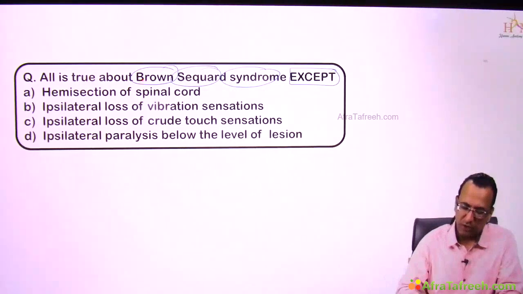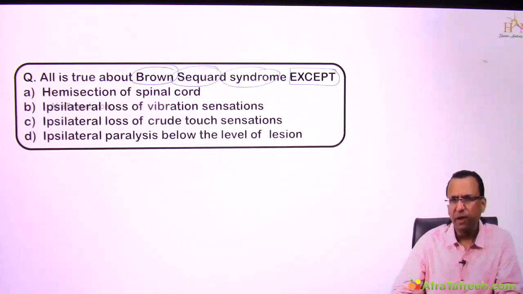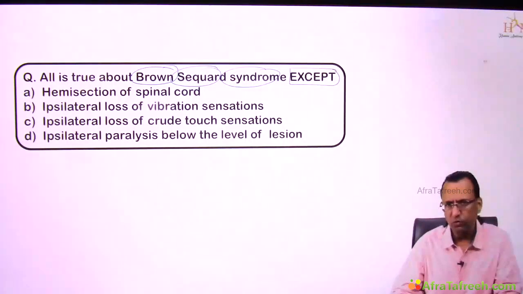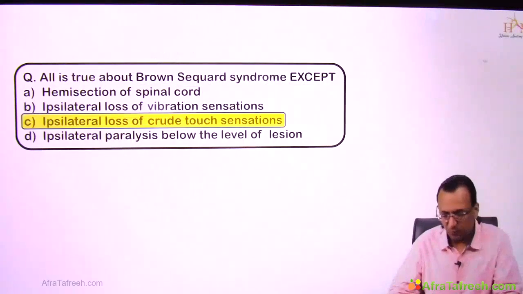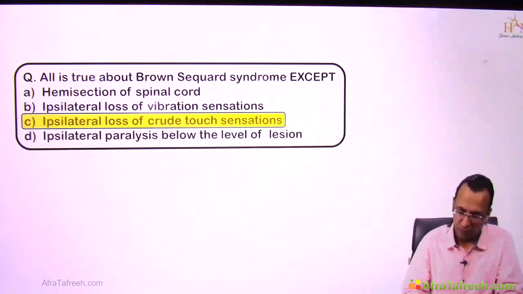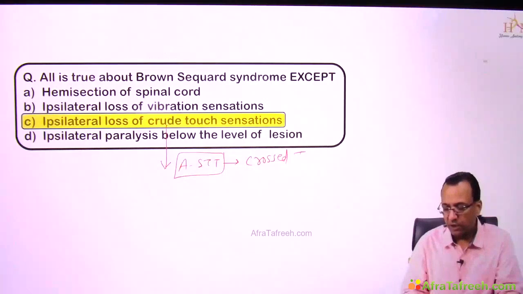Understand that Brown-Séquard syndrome, which is a hemisection of the spinal cord and compromising the pathways, mostly ipsilateral problems are there. But there are some problems which are contralateral. So, which one is contralateral? It is choice number C. That is the answer. Why choice number C is the answer? Because it is contralateral loss of the crude touch. Why it is contralateral? Because it is carried by anterior spinothalamic tract, and the anterior spinothalamic tract is a cross tract, or it is running contralateral. That is the point here.